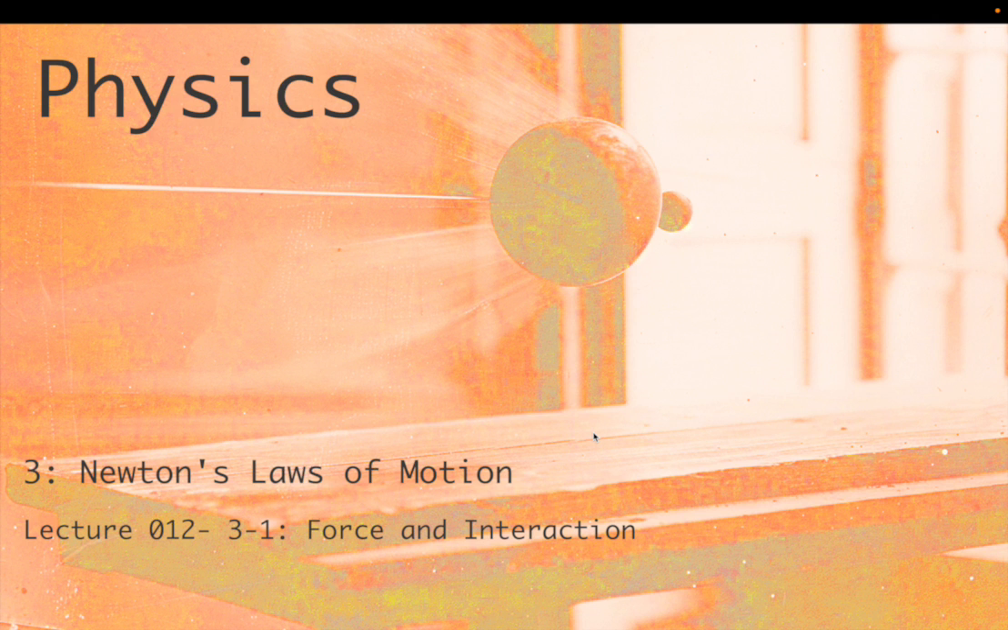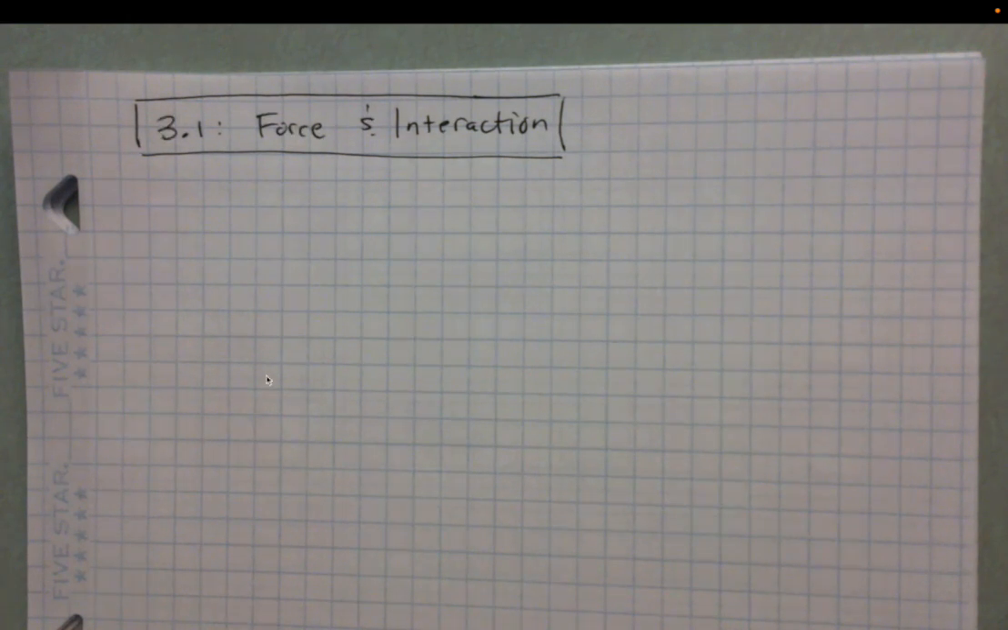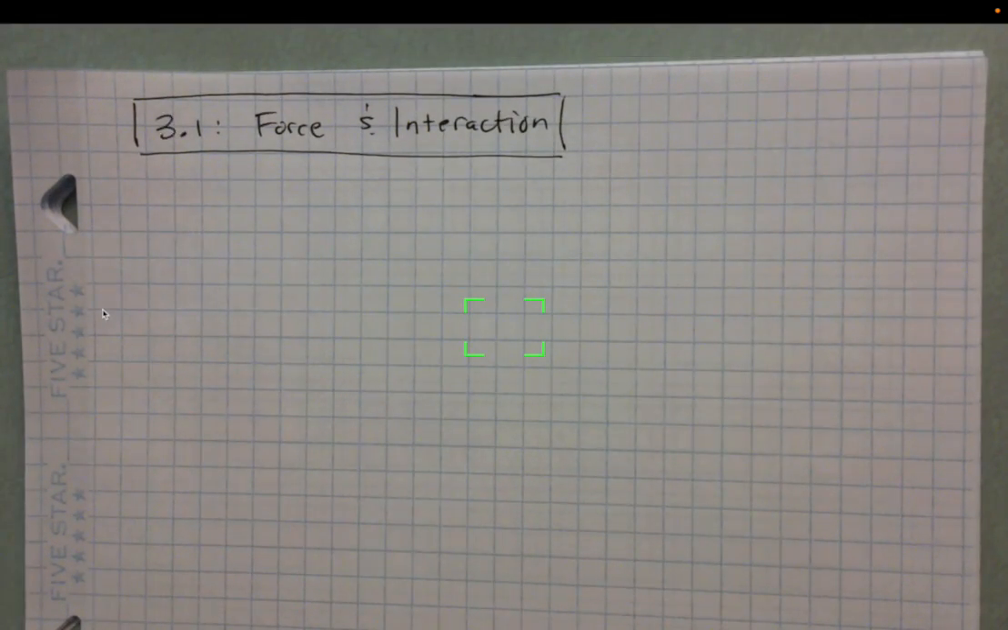And so naturally we'll have to begin with the concept of a force, and Newton's laws of motion are all about forces and how they interact and cause motion. So let's go ahead and get started. We'll call this section 3.1, force and interaction.